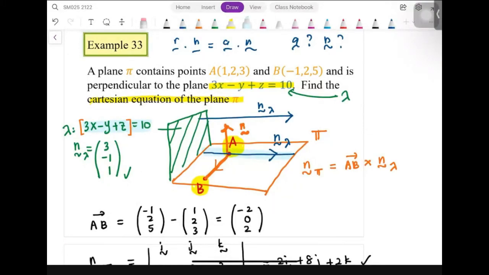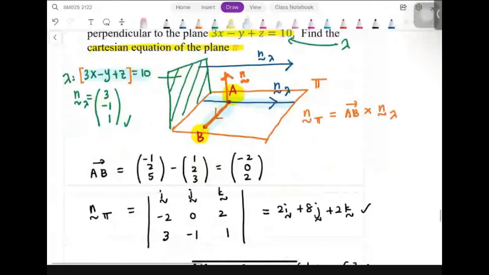Okay. Next, given 2 point on the plane, kalau ada 2 point awak dah boleh tarik jadikan dia another direction vector. So once we have 2 direction vector on the plane, you may perform cross product to find normal vector to that plane. Sebab itu saya pergi buat tadi, normal for lambda, kita crosskan dengan direction vector AB. Dapatlah 2i plus 8j plus 2k. And that is normal for plane pi. Ini normal untuk pi.